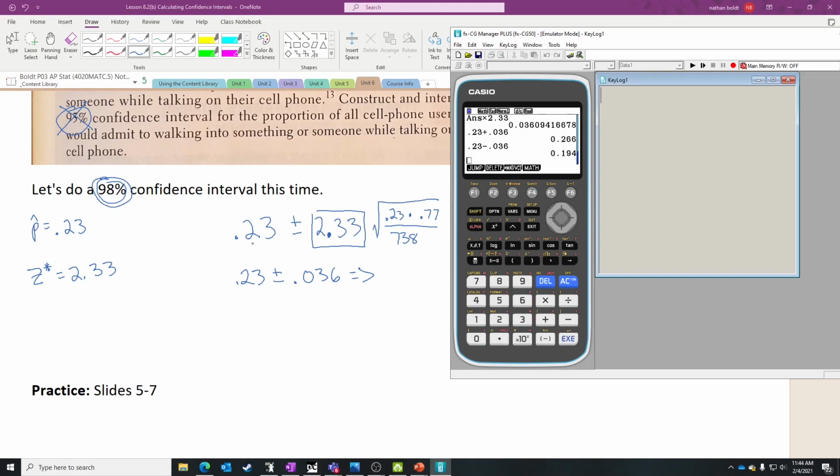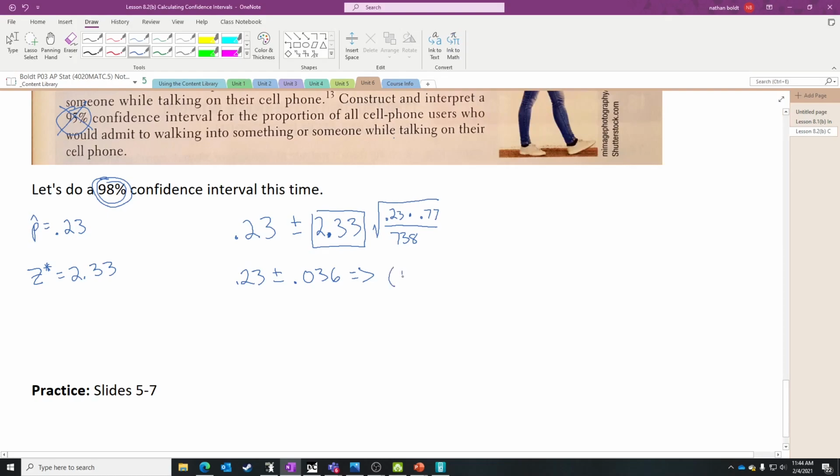Add it and subtract it. So 19.4 to 26.6. There we go. Hopefully it makes sense. That interval is now wider, right?